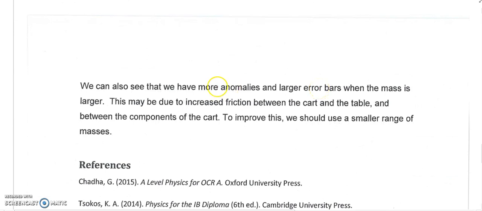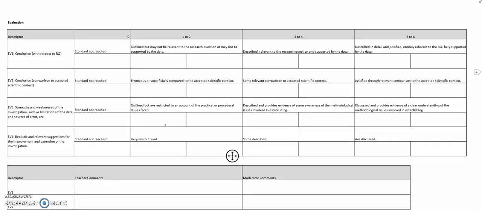So if we have a look at the last little bit of this, part of the reason perhaps for our large anomalies here was due to increased friction between the cart and the table, and between components of the cart. So we could use a smaller range of masses so as to reduce the effect of friction, because it would have a smaller normal reaction force and therefore a smaller friction. Now what I haven't done really is discuss much in the way of improvements. We've said that we could take more readings, which is always true, and we could use a smaller range of masses to overcome friction. This is sufficient for discussing the weaknesses and what you might do to improve them.